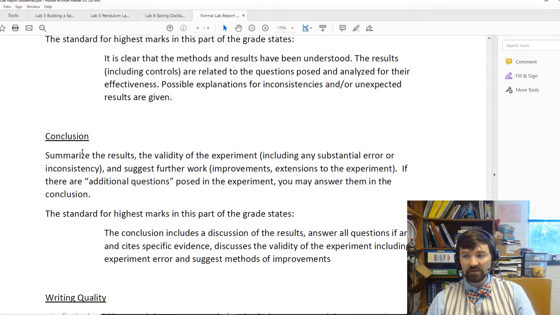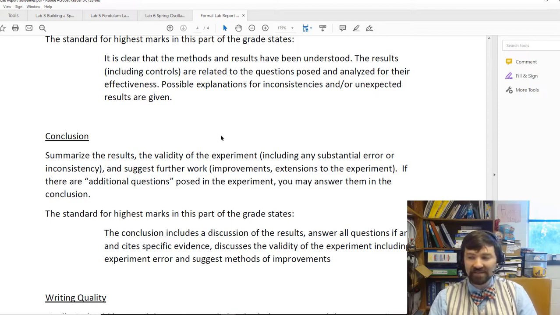Finally, you have to write a conclusion. This will summarize your results, talk about the validity of your experiment, whether there's any kind of substantial error or inconsistency, suggest possible further work. What else can you do with this experiment? Maybe you have only one spring available, and so you only do like full spring and half spring stretch, and what could you do in addition to or instead of that to maybe improve the experiment would be something you could talk about.